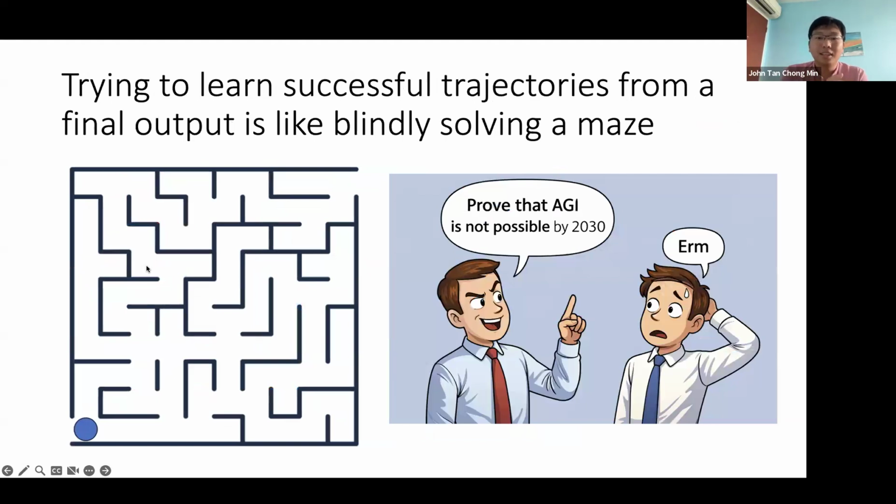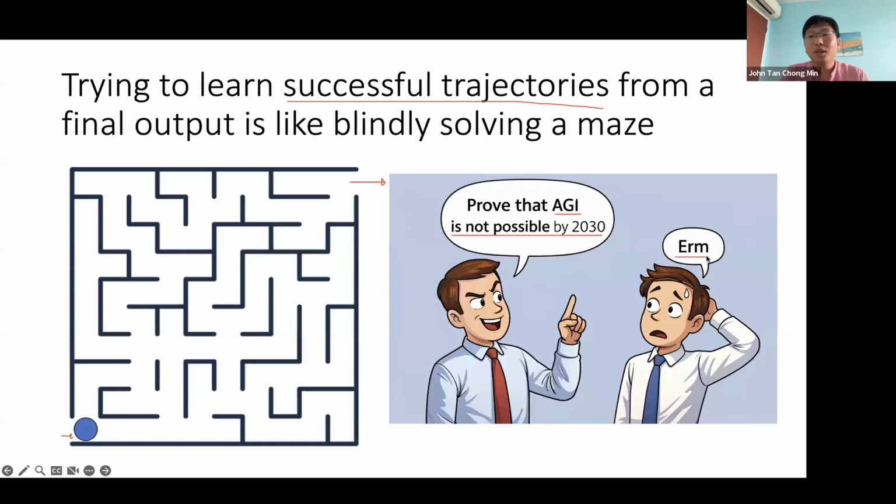This is exactly trying to learn, like if you were to learn a very difficult problem, chances are if you just query your own knowledge base, you can't solve it. For example, if you want to solve a trigonometry problem, but you only know addition, you can't do it. You try your best, but you just don't have the knowledge to do it. And that's exactly like you are this ball here, and you're trying to solve this maze without any guidance at all. You can't solve it. It's like asking someone to prove that AGI is not possible by 2030. Well, what exactly is AGI? Maybe we call it something that can do anything a human can do.